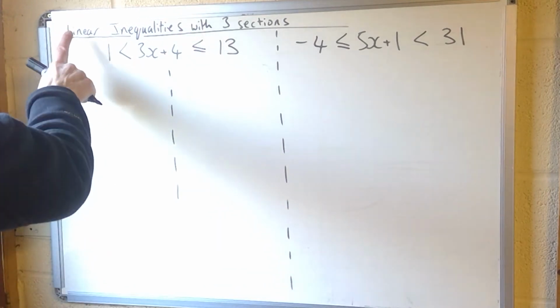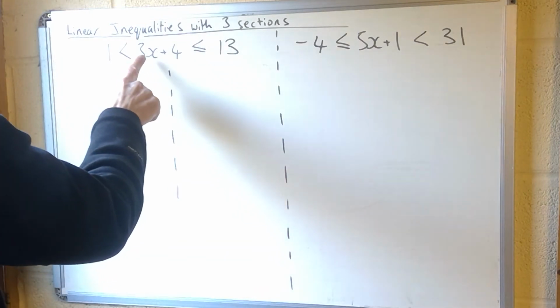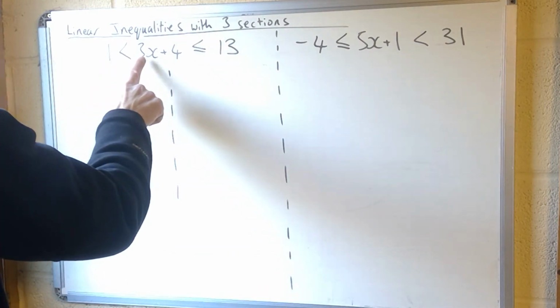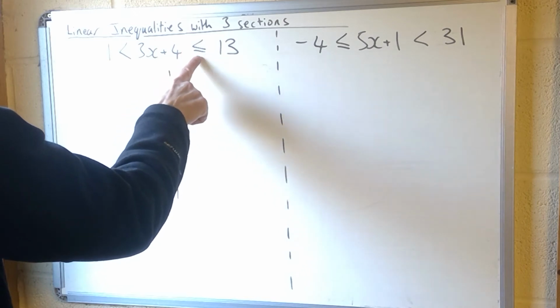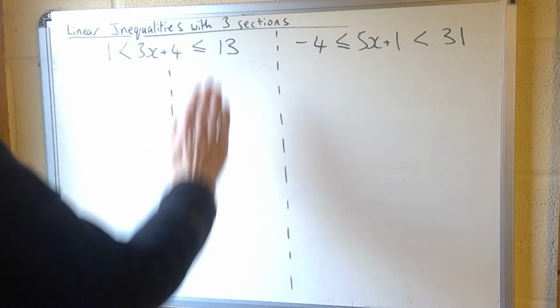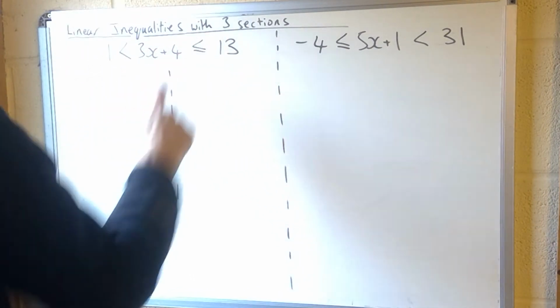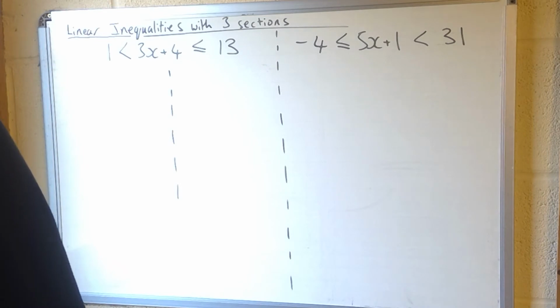Okay, today we're going to look at linear inequalities with three sections. We've done linear inequalities in the past that have just got two sections, but this one has got three. So it's got 1 is less than 3x plus 4, which is in turn less than or equal to 13. So the linear inequalities in the past may not have had that part. Today we're going to look at one with all three parts.